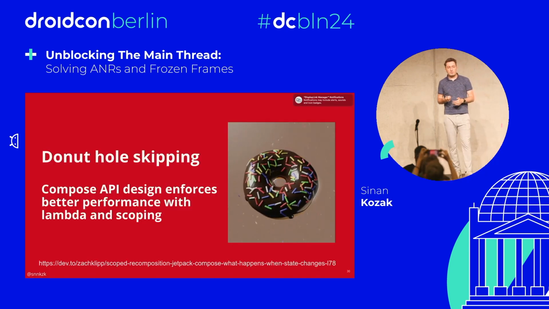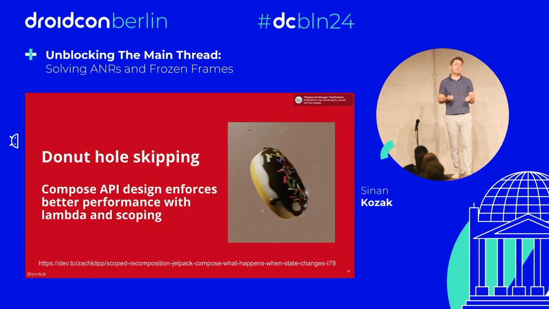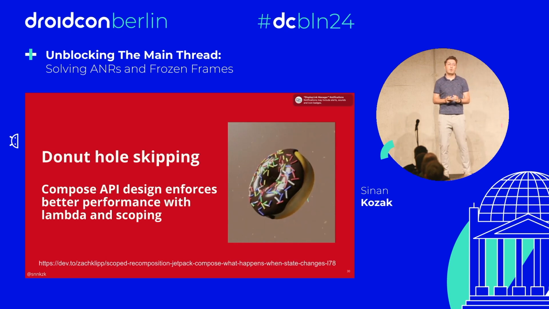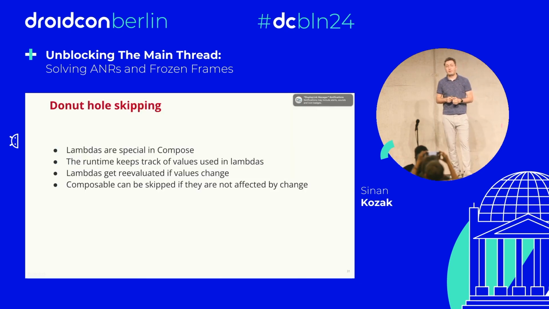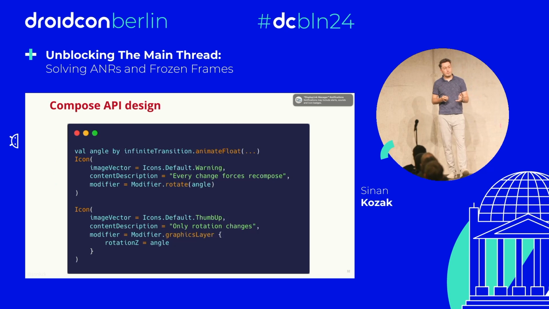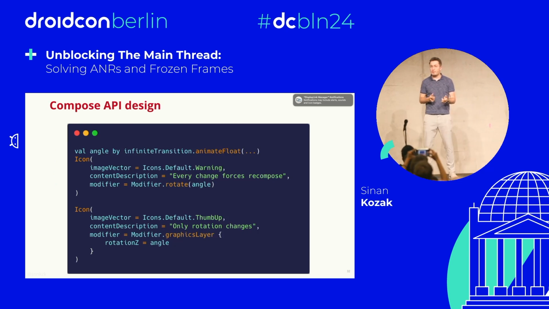But that's not the only tool that we have. One of the things that we noticed is that we need to utilize the donut hole approach as much as possible. Why? Because lambdas are special in Compose. They capture the values, and they only get invoked when that value is changed. And if that value is only used in the lambda, that means the rest of the composition will not occur. I would like to show an example for that one.